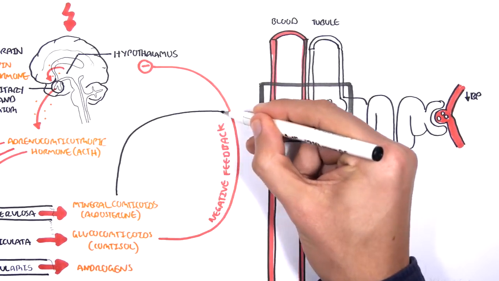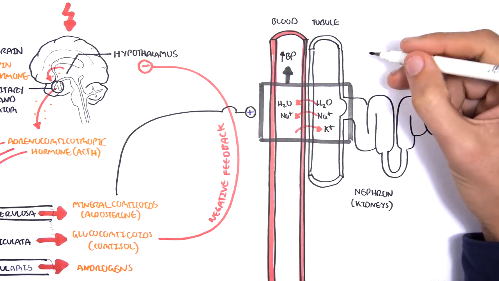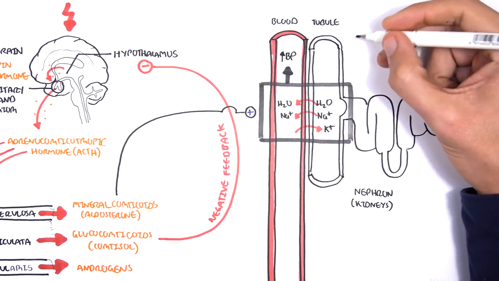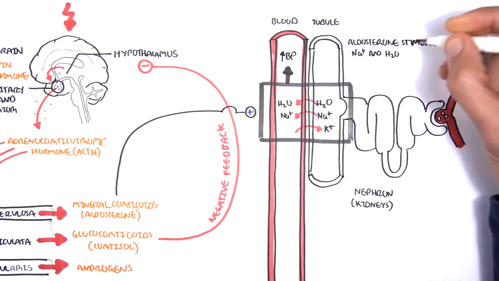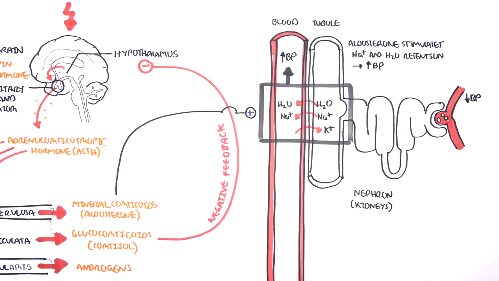Aldosterone secreted by the zona glomerulosa of the adrenal cortex will actually stimulate this process, thereby increasing blood pressure. Aldosterone primarily works at the distal part of the nephron, known as the distal convoluted tubule and the collecting duct. So aldosterone stimulates water and sodium retention, thereby increasing blood pressure. It also tells potassium to be secreted out, thus can lead to hypokalemia.